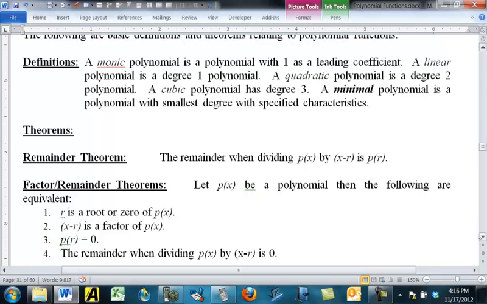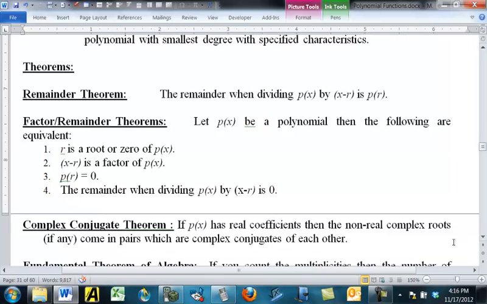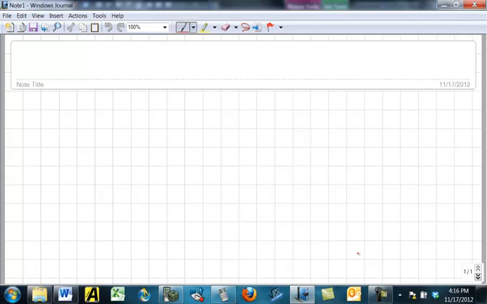Now, we have some theorems about polynomial functions. And this one says the remainder when dividing p of x by x minus r is p of r. Let's see if we can understand that. If I take a polynomial and I divide it out, I can use synthetic division. Let's say I do x minus 3, and we're going to divide that into 2x squared minus 3x minus 4, let's say. So I'm going to use synthetic division here.